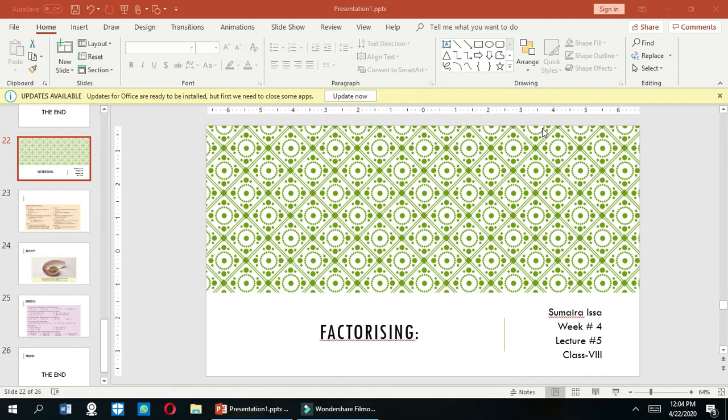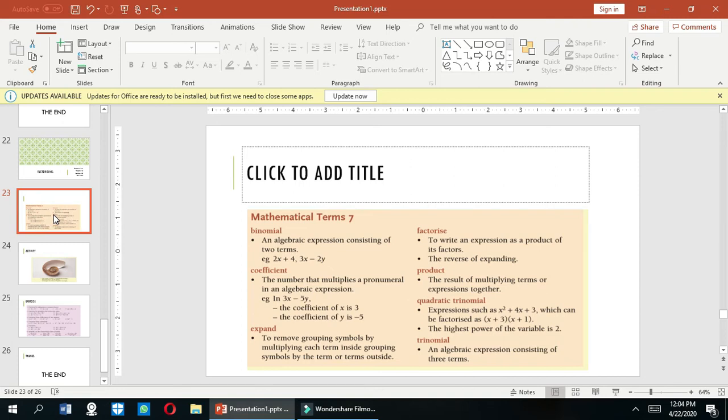We are discussing factorization. So in this lecture I am going to discuss some definitions of binomial, coefficient, expand, factors, products, quadratic trinomials and trinomials. So a binomial is an expression with two terms. An algebraic expression consisting of two terms is known as binomial. For example, 2x plus 4 is a binomial expression because we have two terms. So this is a binomial expression.